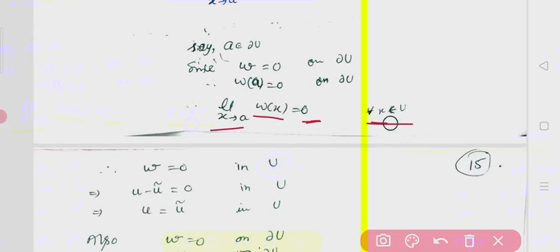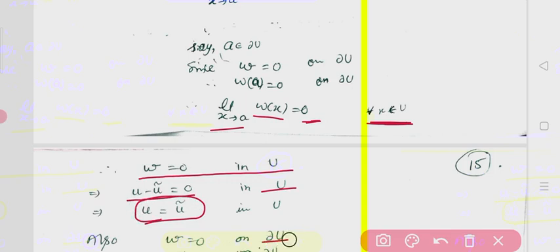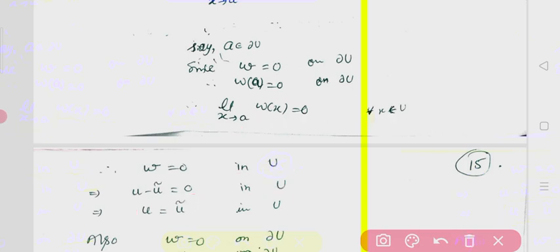And when we take x on the boundary, then it is 0 anyway, right. So what we got here is that w is 0 on U. Now if w is equal to 0 in U, what was w? w was u minus u tilde. So u minus u tilde is 0 in U, so that means u will be equal to u tilde in U. And we have already shown that w was 0 on the boundary, so u minus u tilde is equal to 0 on the boundary also.